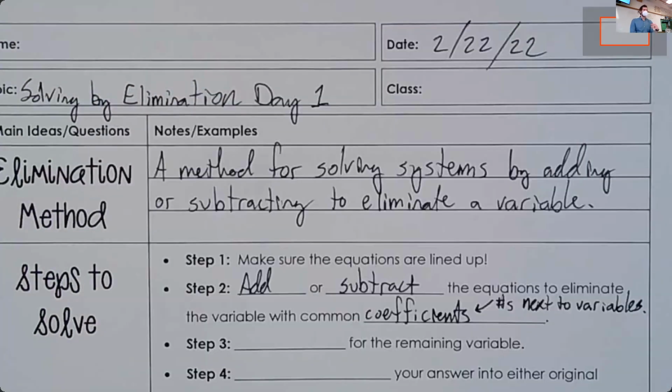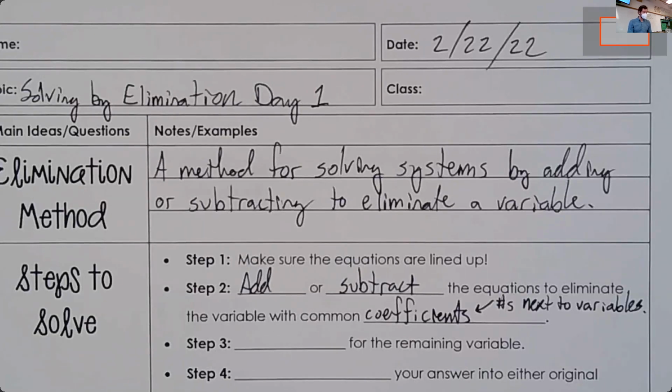So a number next to a variable is called a coefficient. As long as you have coefficients that are matching, which today we will have all the way through today's lesson. The difference tomorrow is that we're not necessarily going to have matching coefficients, which increases the complexity just a little bit. But we don't have to worry about that today.